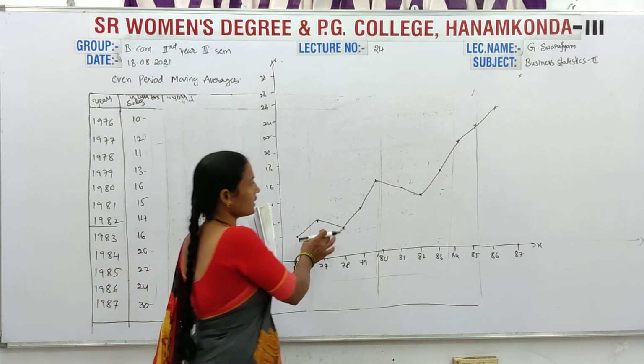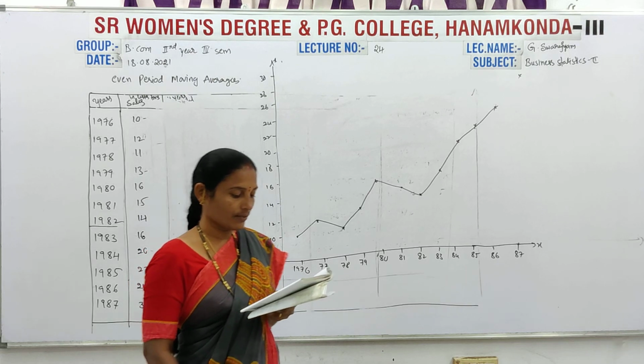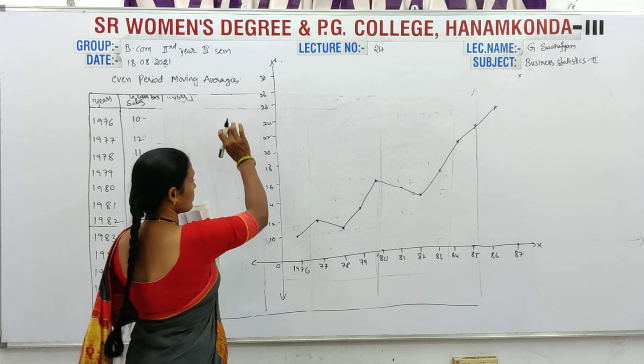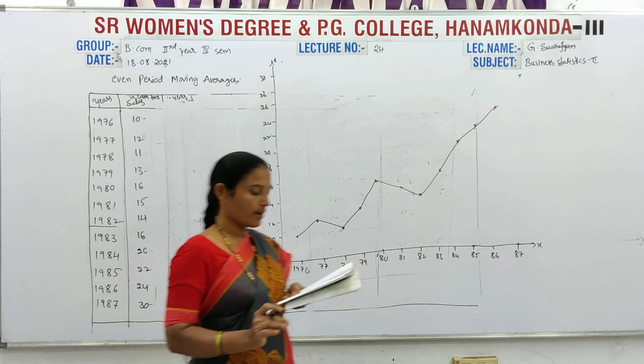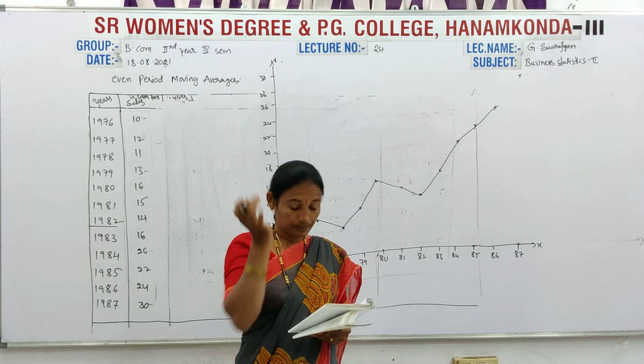This is the original data graph. For the central moving total graph, we need the column in hundreds. On the y-axis we have to take 100. Okay? We have to draw it in another problem. Okay? Thank you.